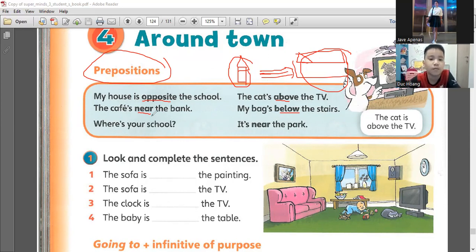That is near. When you say above, do you know what above is? The cat is above the TV. So what does it mean? Above, it's up, right? Below is? Do you know what below is? Below is down. Okay, again, we have the question, where's your school? So we say, it's near the park. Do you understand the use of prepositions?